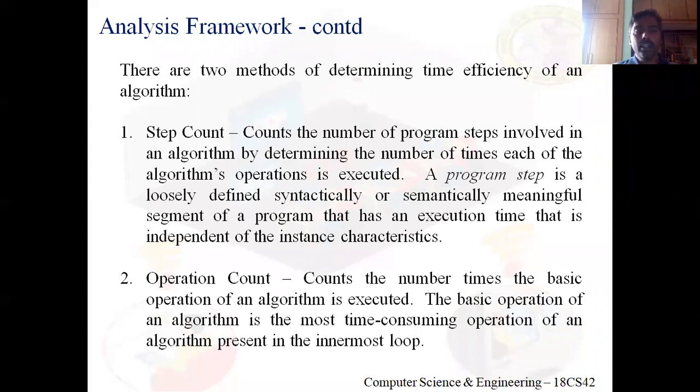And for that independent metric, there are two types. One is step count, the other is operation count. Why am I using an independent metric? Because the same program, when I run with the same input on different laptops, shows different time. The efficiency of an algorithm should always be the same. So the independent metric I'm going to use is step count, operation count.